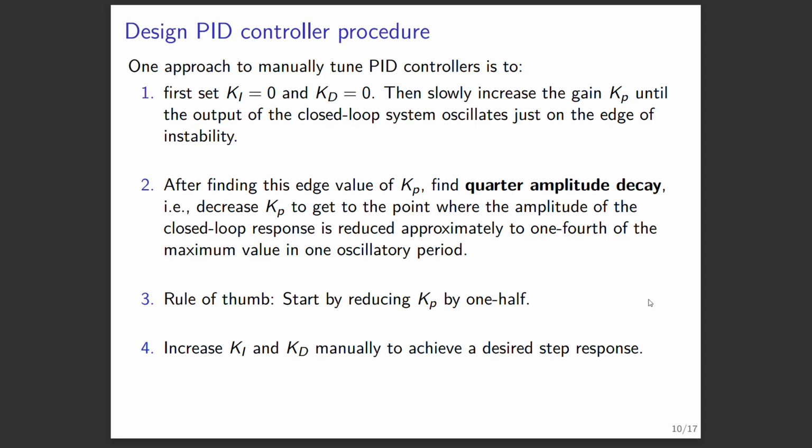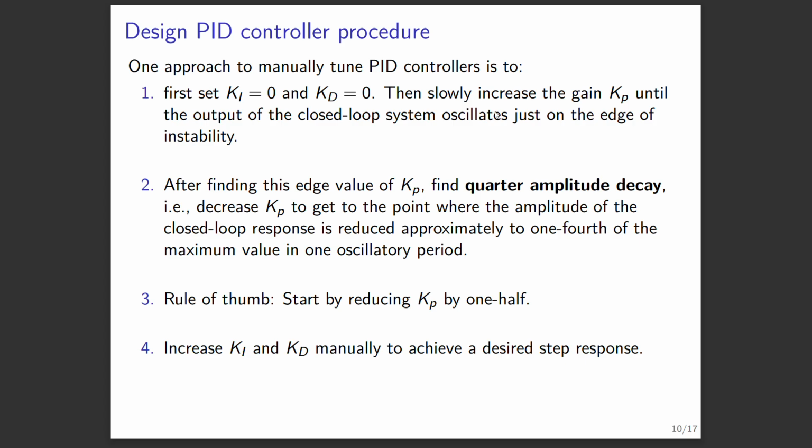So to manually tune a PID controller, this is what we do. First, we set Ki and Kd equal to 0. So the only degree of freedom that is on is Kp. We gradually start cranking up Kp until the output of the closed loop system starts oscillating. So we are trying to only use the proportional gain until we get to the edge of instability.